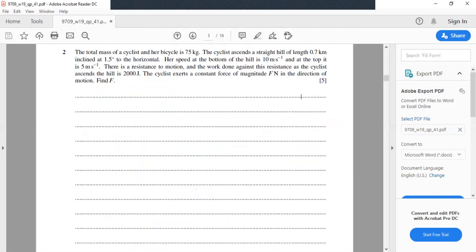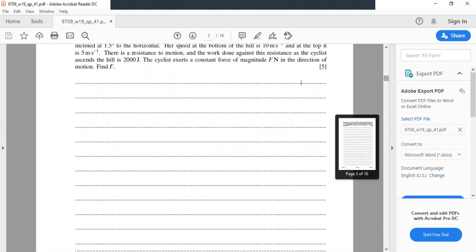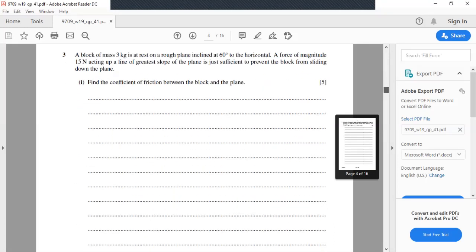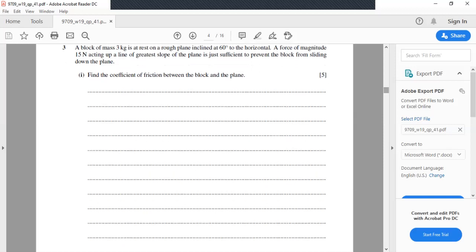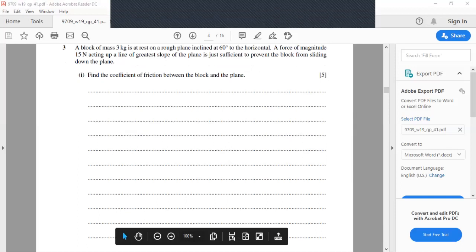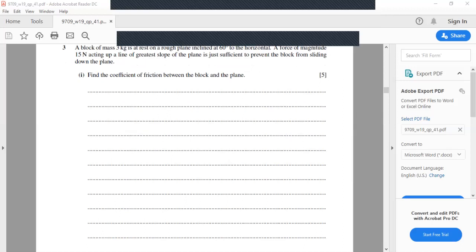The third question says, a block of mass 3 kg is at rest on a rough inclined plane, 60 degrees to the horizontal. A force of magnitude 15 Newton acting up the line of greatest slope of the plane is just sufficient to prevent the block from sliding down. So let's draw the diagram first.